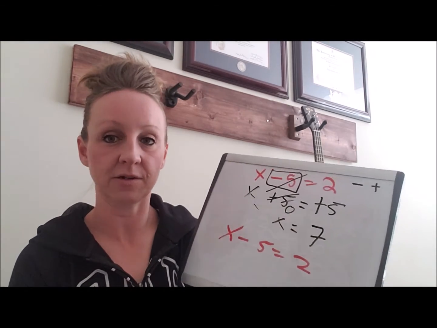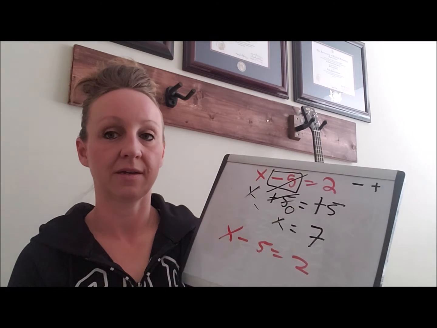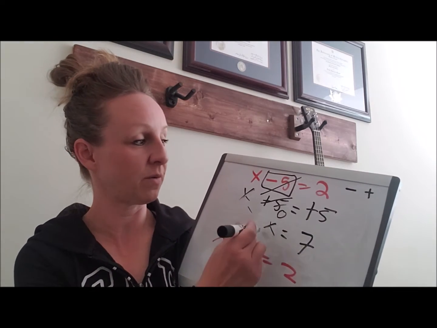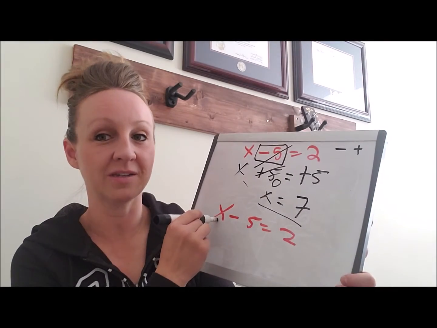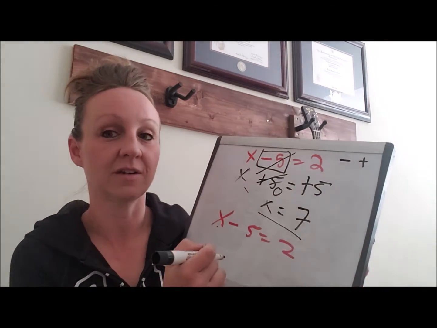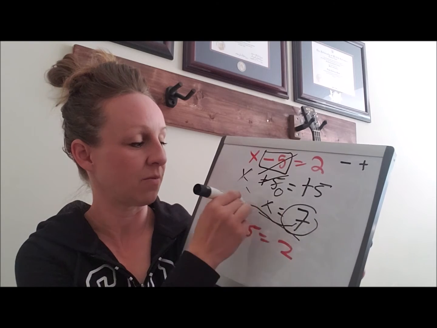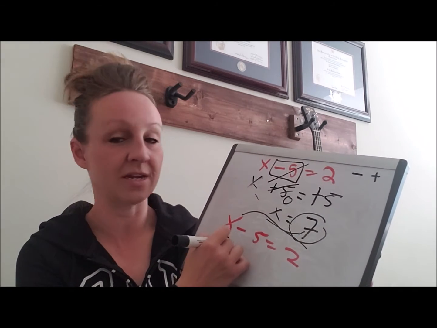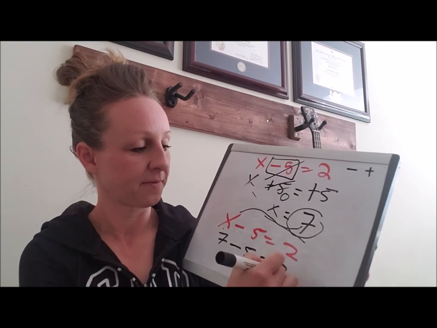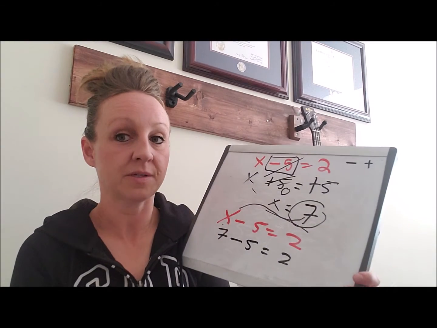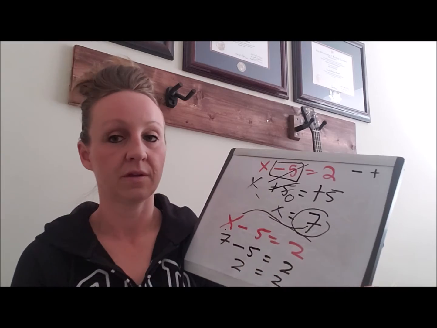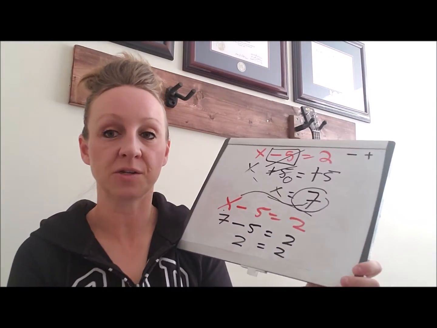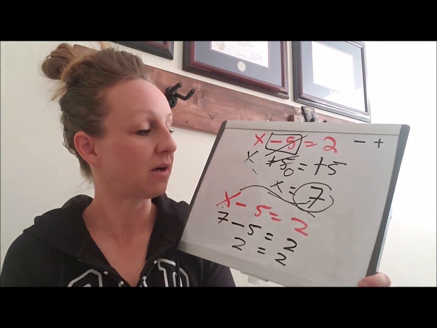I'm going to take my answer and put it back in, because in theory, I've just figured out what x is, which means I should know what this x is because it's the same question. So if I take my number and come over here, and instead of x, I write in 7 minus 5, now I'm just going to do my math. 7 minus 5 is 2. 2 equals 2. When my answer equals my answer, I know I'm correct.